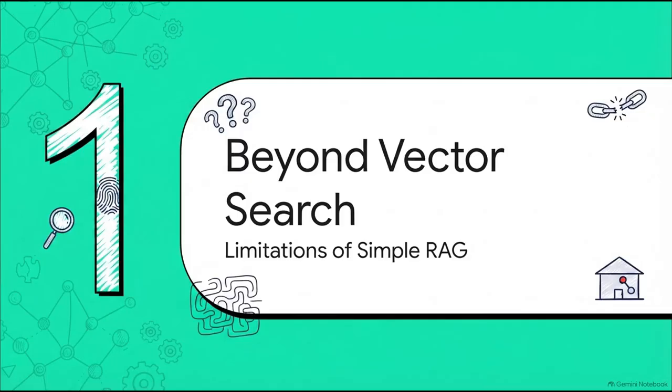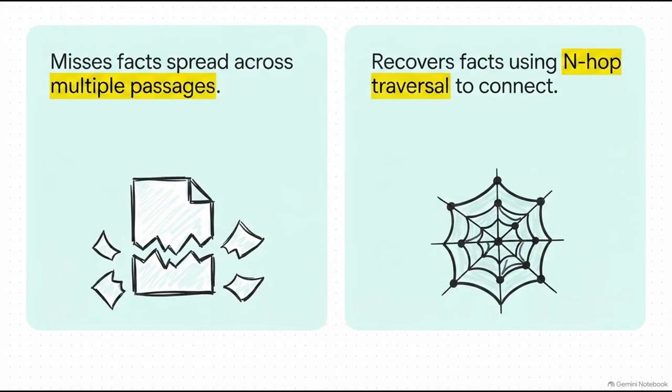Section 1, beyond simple vector search. Let's see why those traditional methods kind of fall flat for our detective scenario. Look at the contrast here. It's pretty stark. Standard vector search is heavily reliant on semantic similarity. That's great if the answer lives neatly in a single paragraph. But if the facts are spread out across multiple different passages, a simple vector search is just going to completely miss them, mostly because those fragmented pieces might not directly match your initial query.